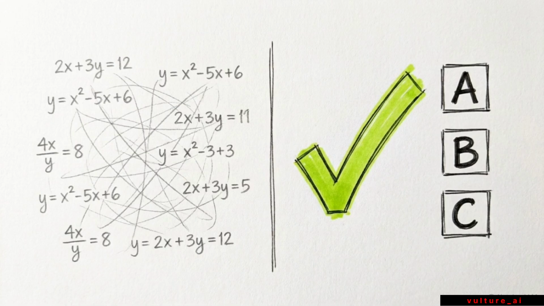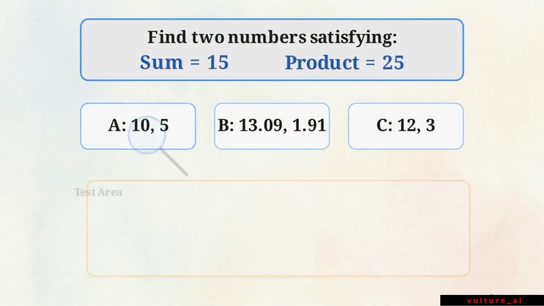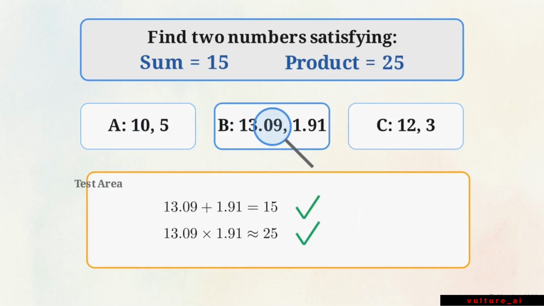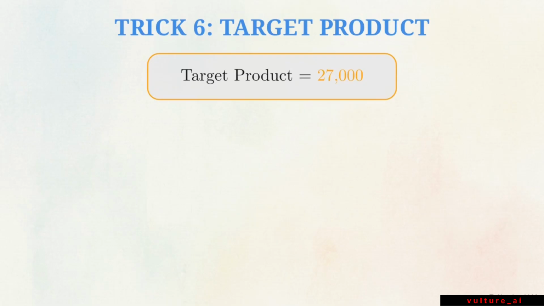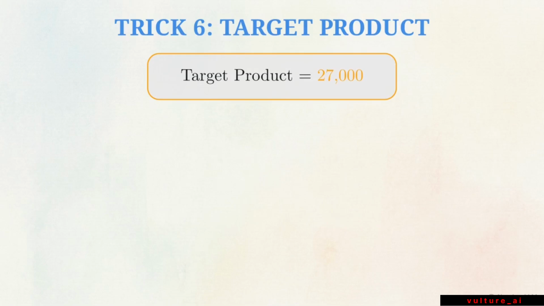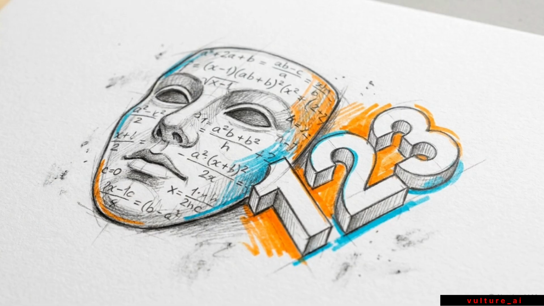Instead of building complex equations to find 2 unknown numbers, test the multiple choice options against the conditions given in the English prompt, like their sum or product. Trick 6 is the target product verification. If you are given the product of 3 numbers in a geometric progression, you don't need to set up terms like a over r, a, and a times r. Take the multiple choice options and literally multiply them together. 10 times 30 times 90 equals your target product of 27,000. Variables and word problems are usually just arithmetic hiding behind an algebraic disguise. You unmask them by plugging in real numbers.